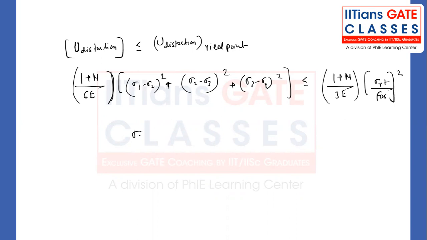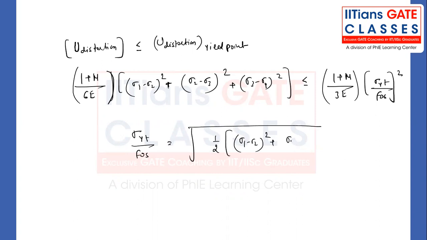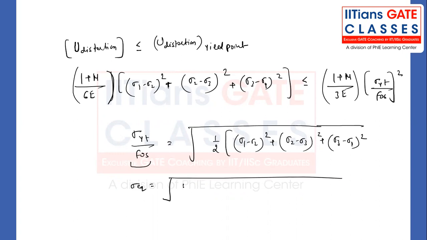So what is sigma yt divided by factor of safety, my dear friend? You will get the answer as the square root of half of sigma 1 minus sigma 2 whole square, plus sigma 2 minus sigma 3 whole square, plus sigma 3 minus sigma 1 whole square. And this is nothing but the equivalent stress. This is called the von Mises equivalent stress.